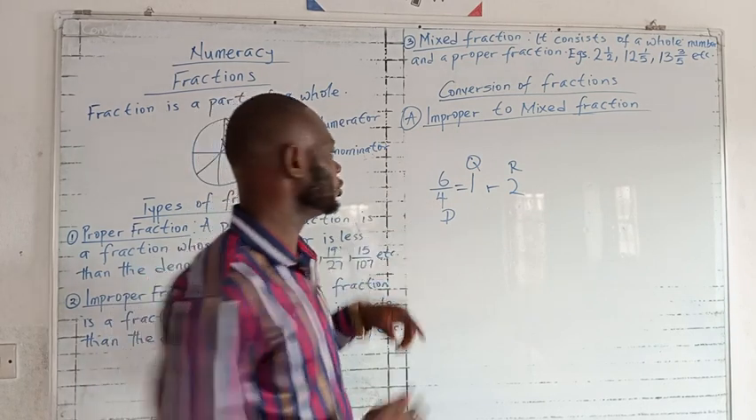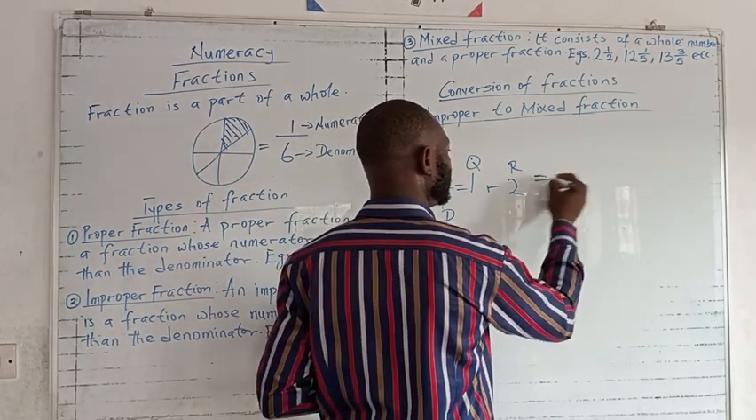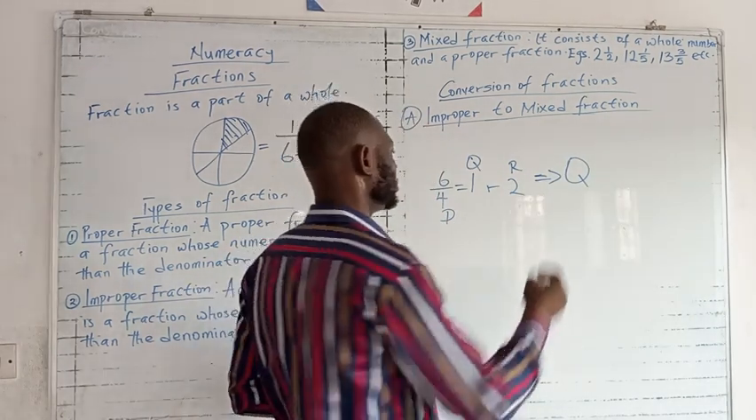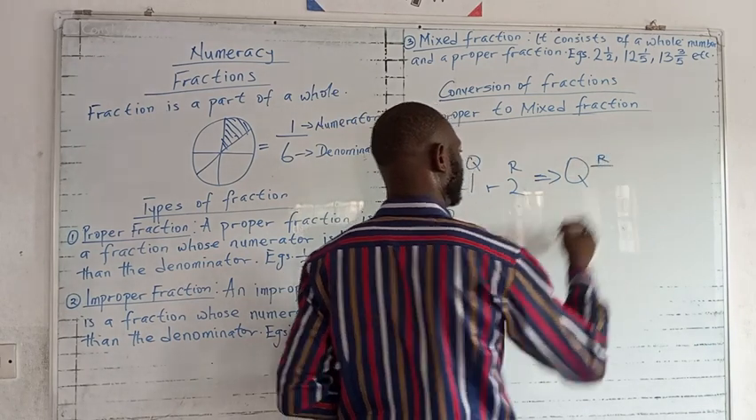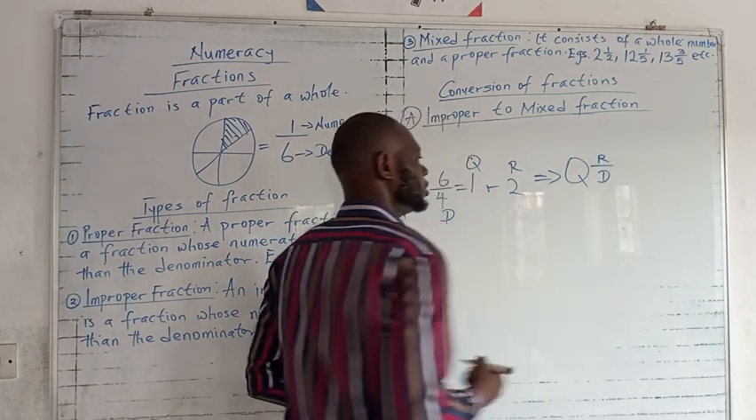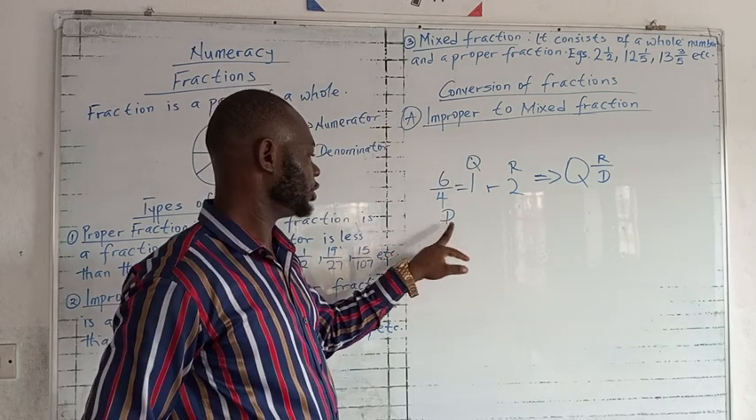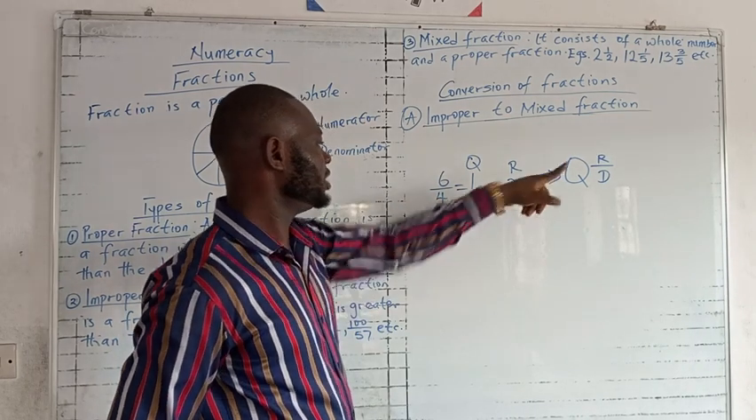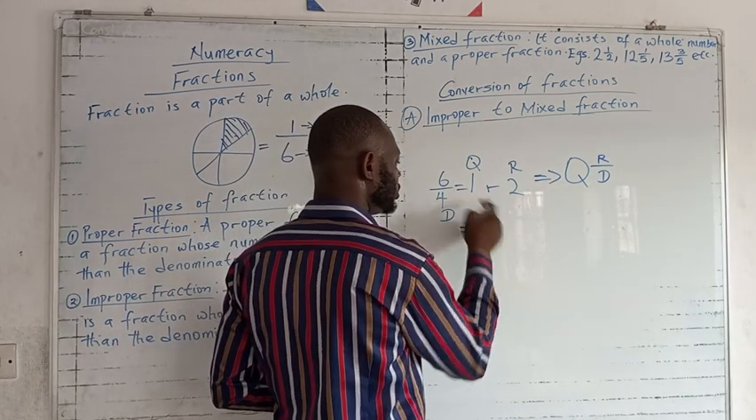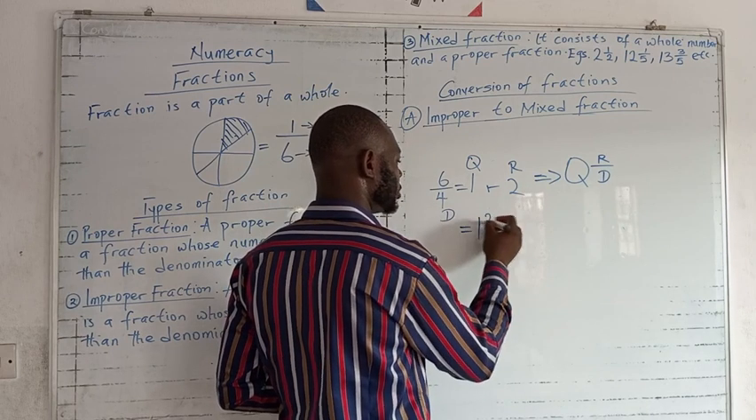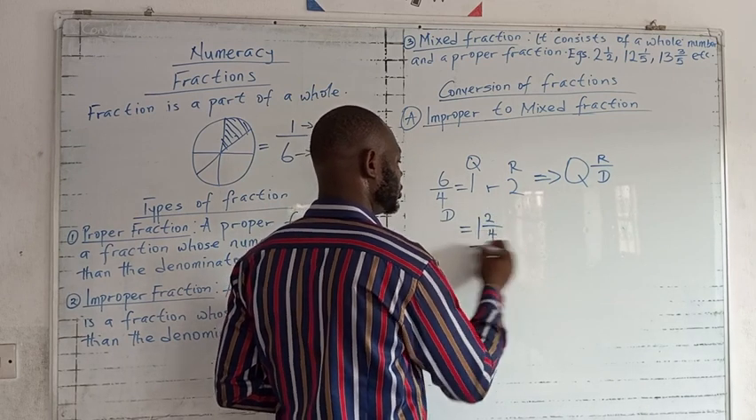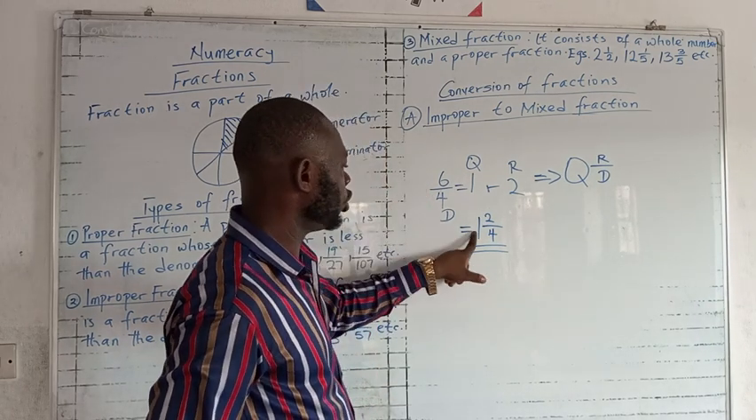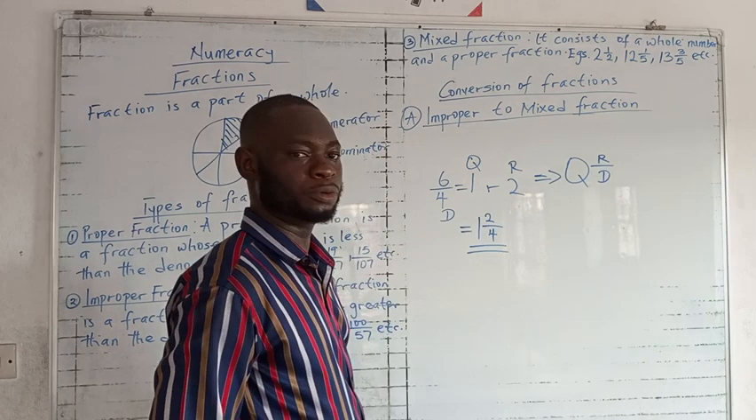So whenever we divide and get a quotient and a remainder, the formula for changing this improper fraction to mixed fraction is: our quotient will become the whole number, our remainder will become the numerator, while our denominator remains the denominator. So to express 6 over 4 as a mixed fraction, what is the quotient? 1. What is the remainder? 2. What is the denominator? 4. So this gives us the answer 1 whole number 2 over 4.